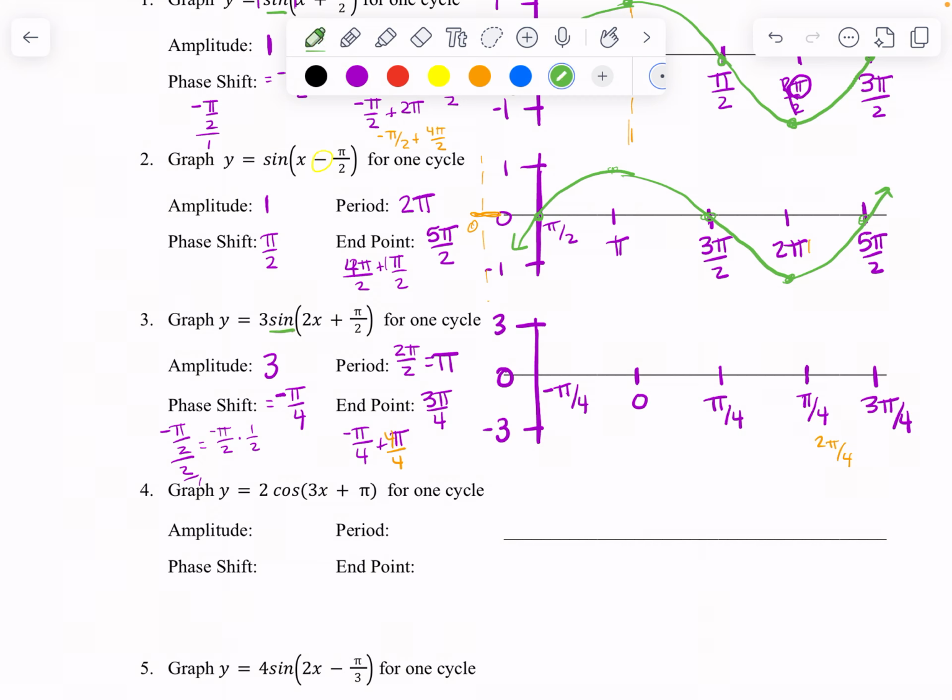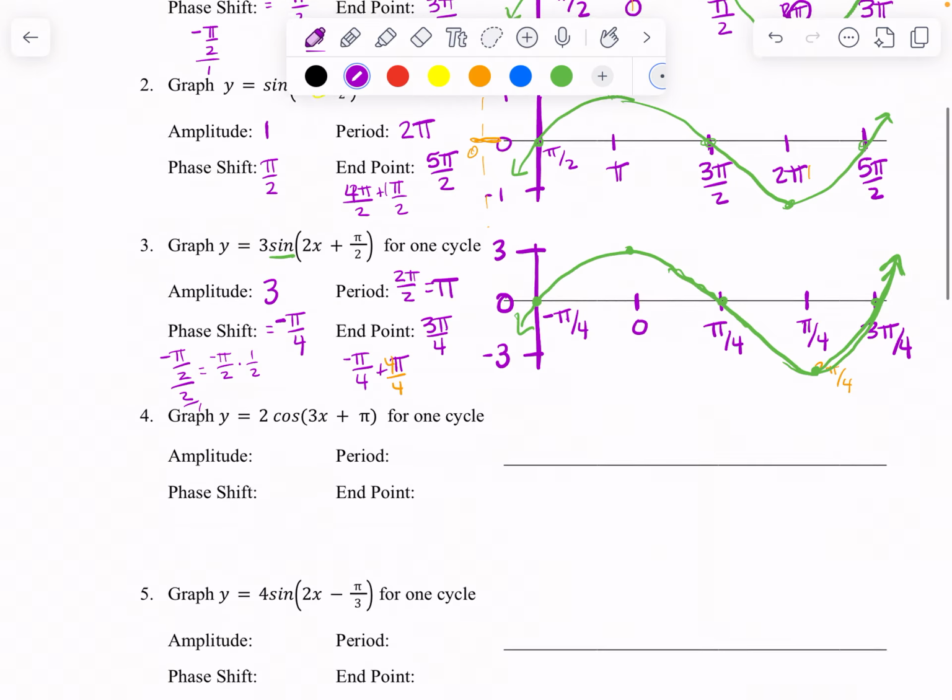Still graphing sine. 0, positive 3, 0, negative 3, 0. Curve shape, add in your arrows, and make him curved. That one's a little pointy. I don't really like that. He shouldn't be a V shape, so you're not going straight up in a V. Yeah, it's a curve shape to it.